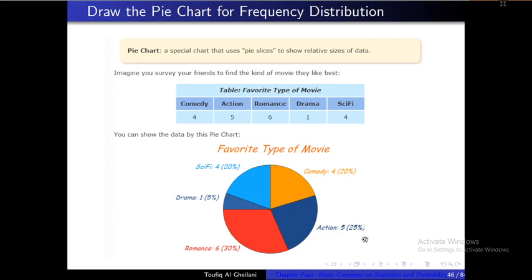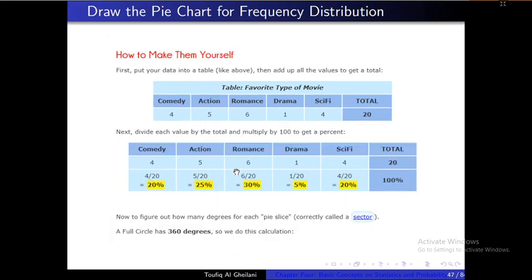So comedy 20%, action 25%, romance 30%, drama 5%, sci-fi 20%. Now, how to make them by yourself? Firstly, you put your data into a table like above, then add up all the values to get the total. Here, the total is 20. How do we get 20? 4 plus 5 plus 6 plus 1 plus 4, we get 20.